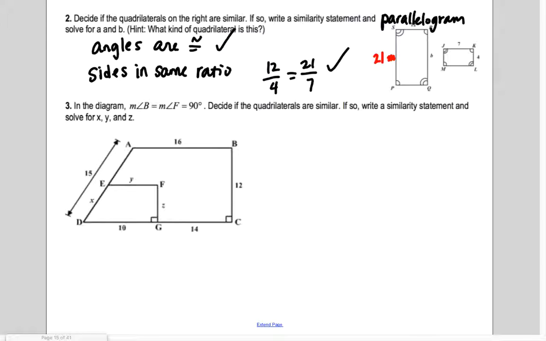All right, number 3. In the diagram, the measure of angle B and the measure of angle F are the same, and they're both equal to 90 degrees. Decide if the quadrilaterals are similar. If so, write a similarity statement. So do we think that all of our angles are the same? Like D, does it match up with itself? Do you guys see the small quadrilateral and the big quadrilateral? Do those angles match up? Yeah. What about those other angles up in the corner, like this one right here? What does it match up with? A. Do we think those are the same measurements?